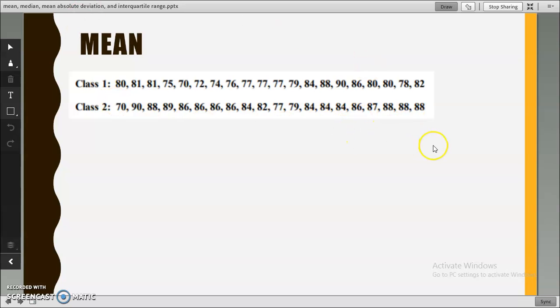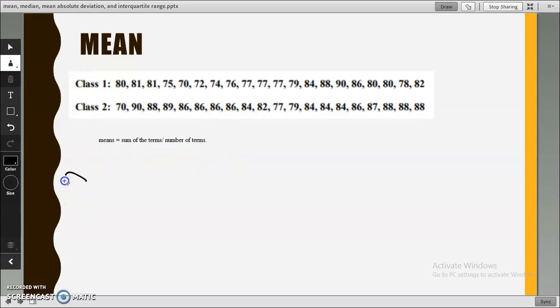So if you recall, the mean is the sum, or adding up all of the numbers and then dividing by how many there are. So the mean is adding up all of these numbers and dividing by the total amount. And again, the mean is equal to the sum of the terms divided by the number of terms. So let's do that.